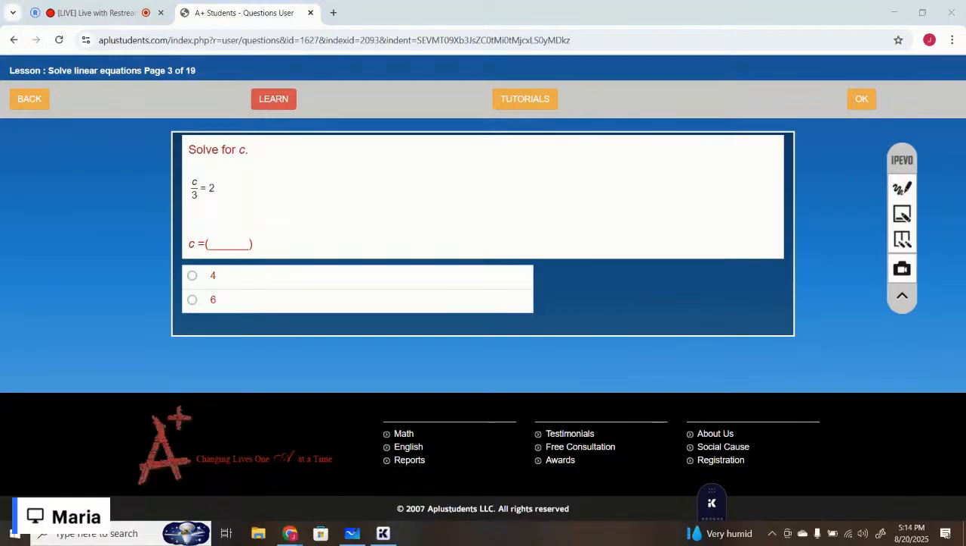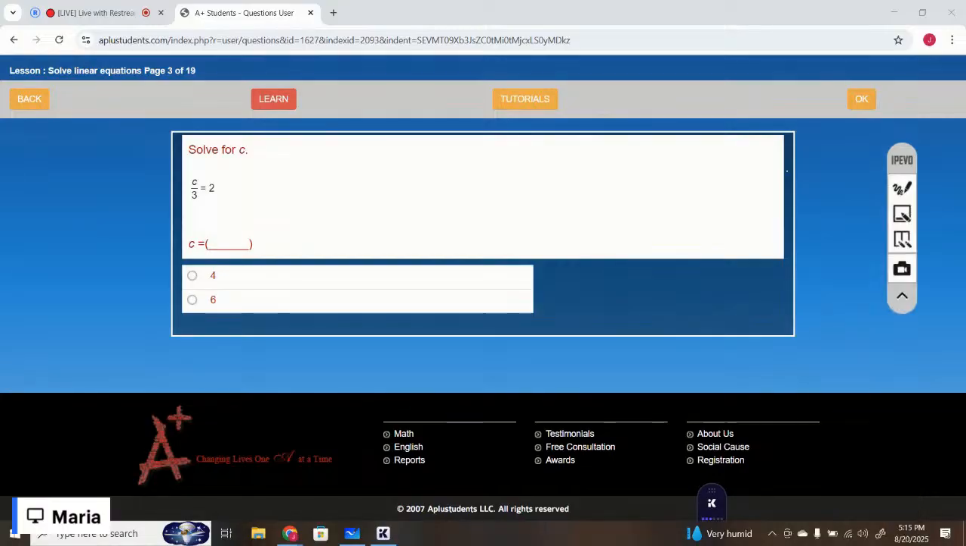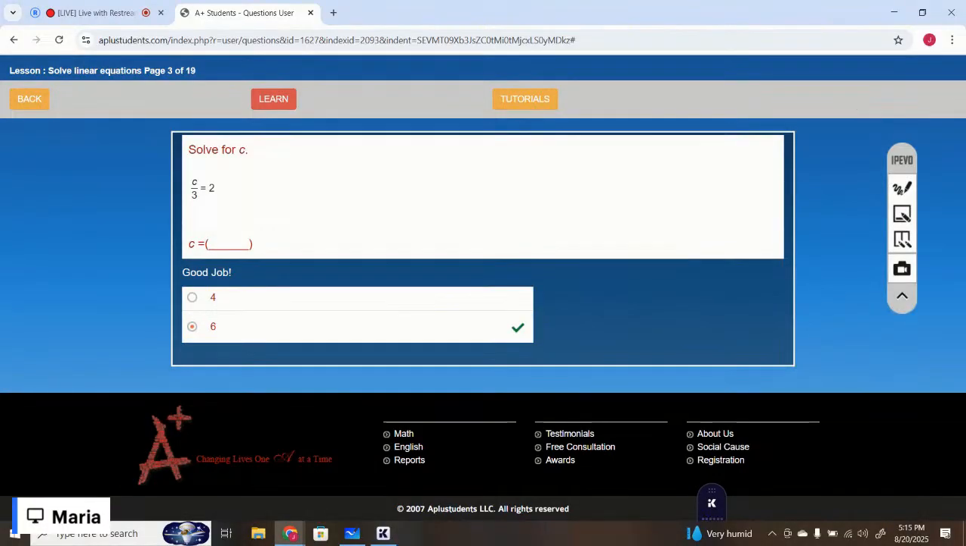c over 3 equals 2. c equals 2 times 3, which is 6. The correct option is 6. Option number 2 is the correct option.